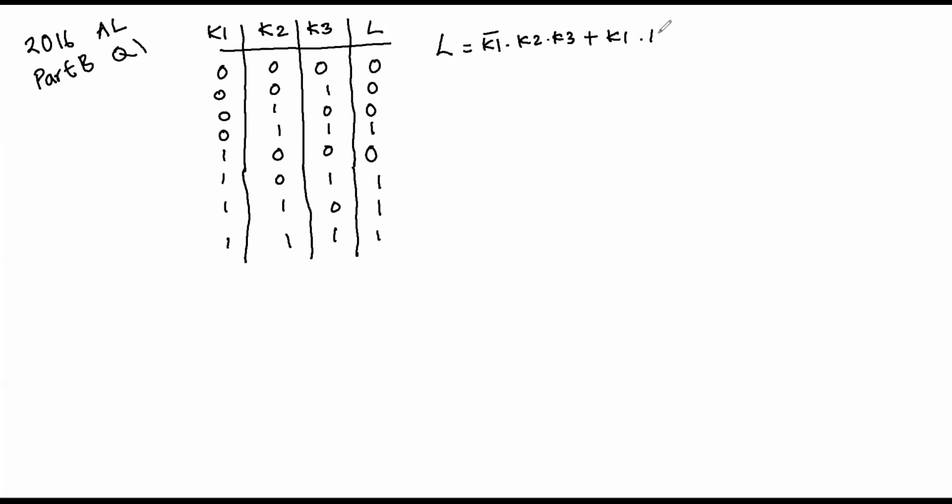plus, the next one is here, we have K1, K2 bar, K3, plus then we have the next one, that is K1, K2, and then we have K3 bar plus K1, K2, K3. From the Boolean expressions, now we have to solve this, isn't it?